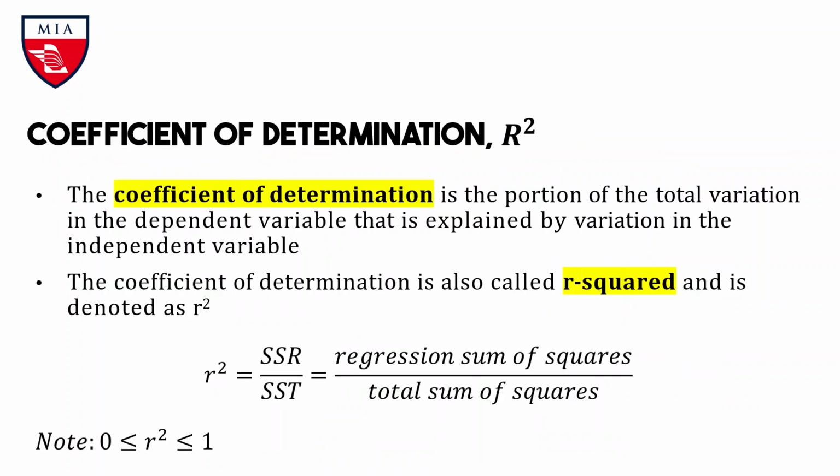So the coefficient of determination is called R squared. The formula for the coefficient of determination is SSR over SST. So R squared is equal to SSR over SST. Please note that our R squared is always greater than or equal to 0 but less than or equal to 1. It is non-negative and it is also not greater than 1.